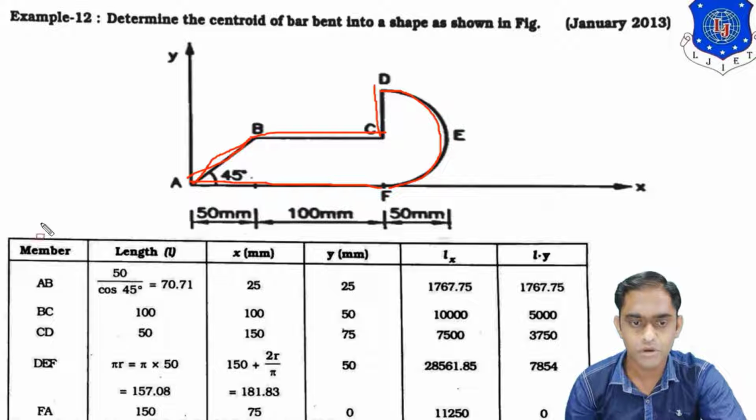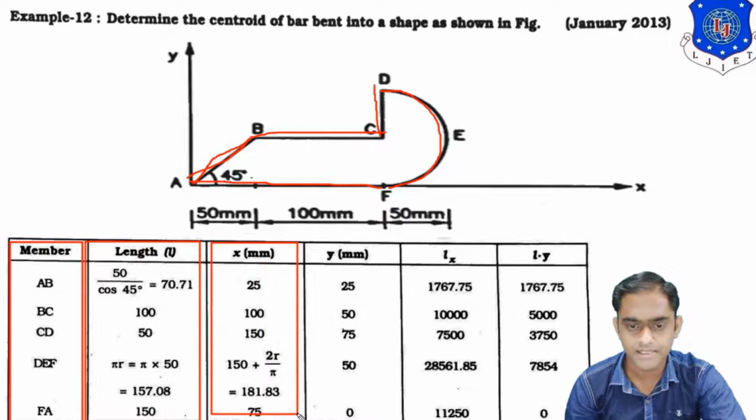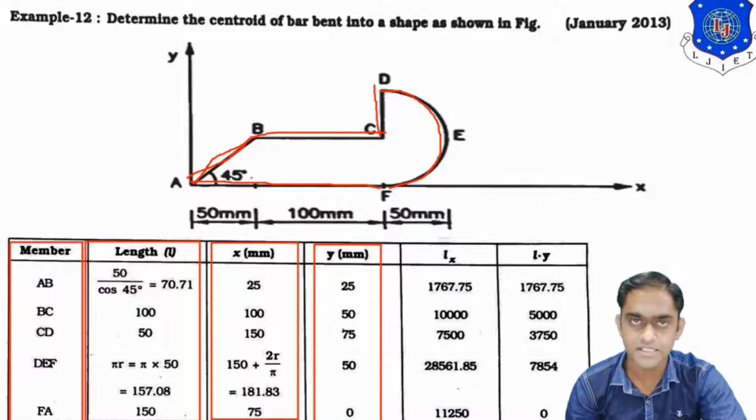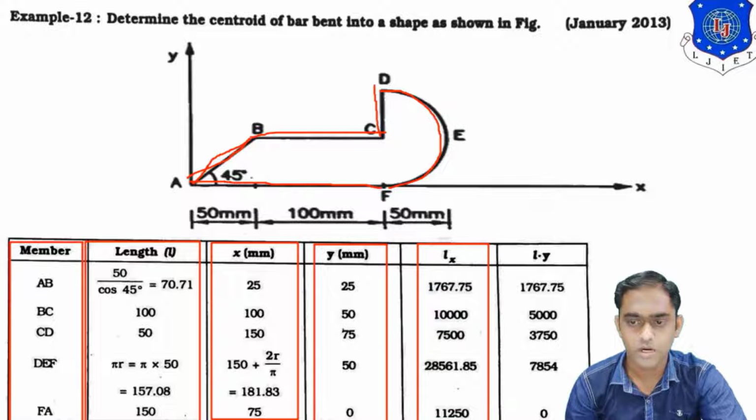Now in the tabular formation, you can check what is given to you. In the first column, members are given to you. In the second column, lengths are given to you. In the third column, x coordinate of the CG is given to you, and in the fourth column y coordinate of the CG is given to you. Now what is this?